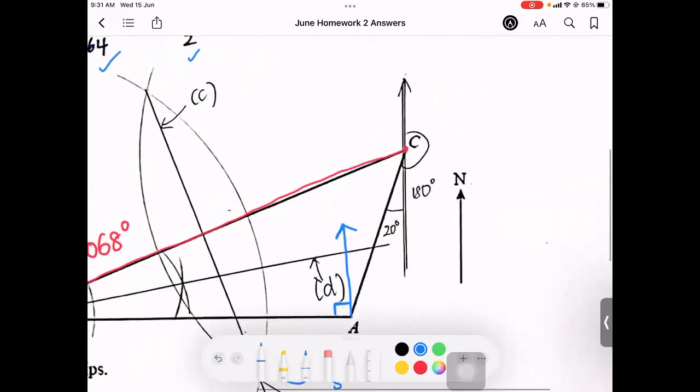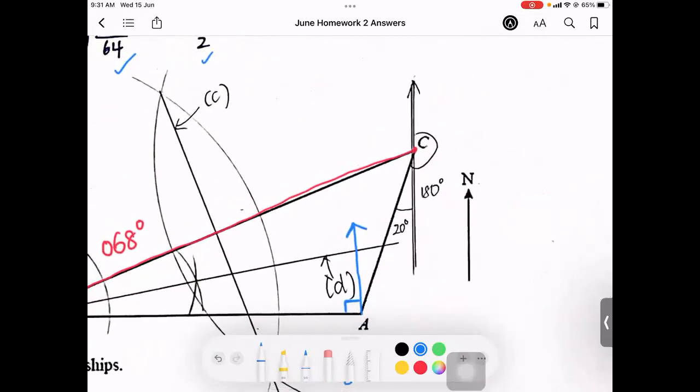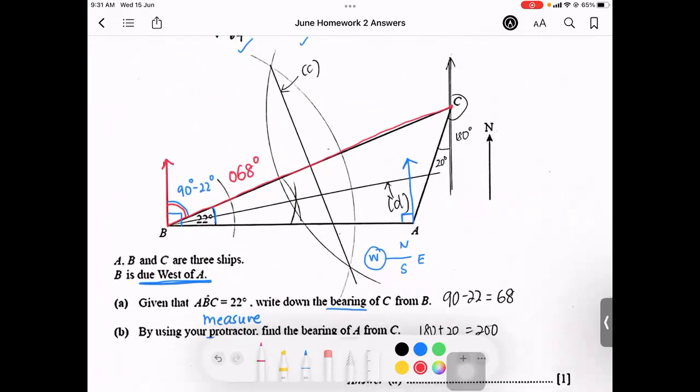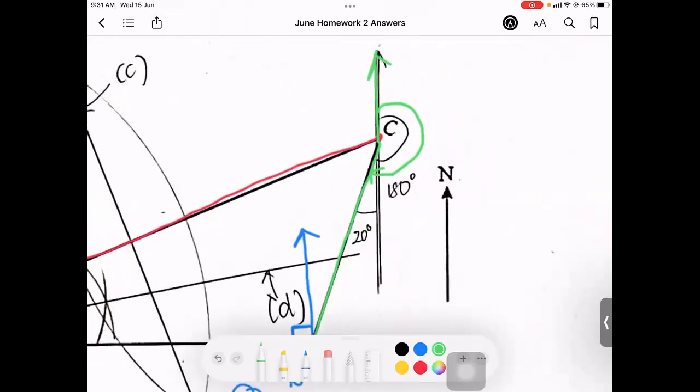Okay, so in order to measure this, mine may not be accurate because I think my paper looks a bit tilted. But anyway, if I want to measure the bearing of A from C, and bearing goes in a clockwise direction, so this will be the clockwise direction. They want this whole angle over here. Then I already know my north, that's 180 degrees over at this side.